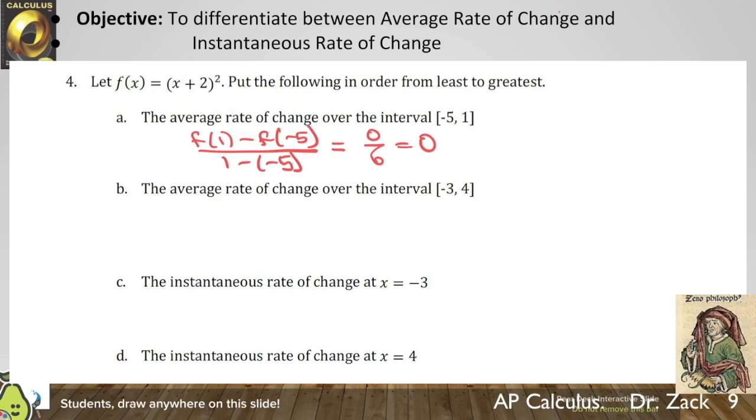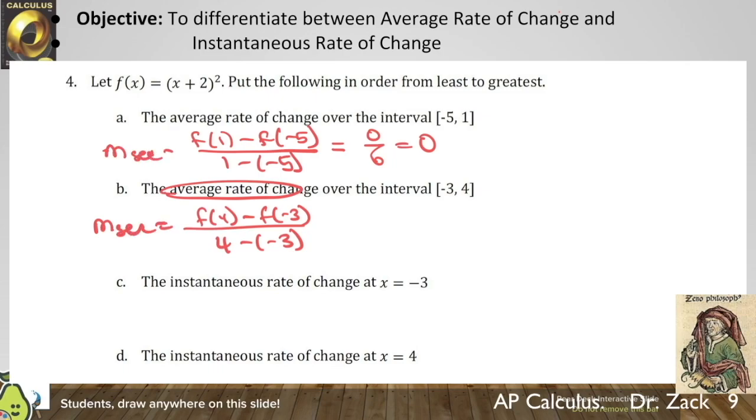The average rate of change from negative 3 to 4 is going to be done very similarly. So you'll take f at 4 minus f at negative 3 over your 4 minus negative 3. Now, just to get you used to it, for average rate of change, write secant in front of those so that you have a reminder that average rate of change is talking about the slope of the secant line.